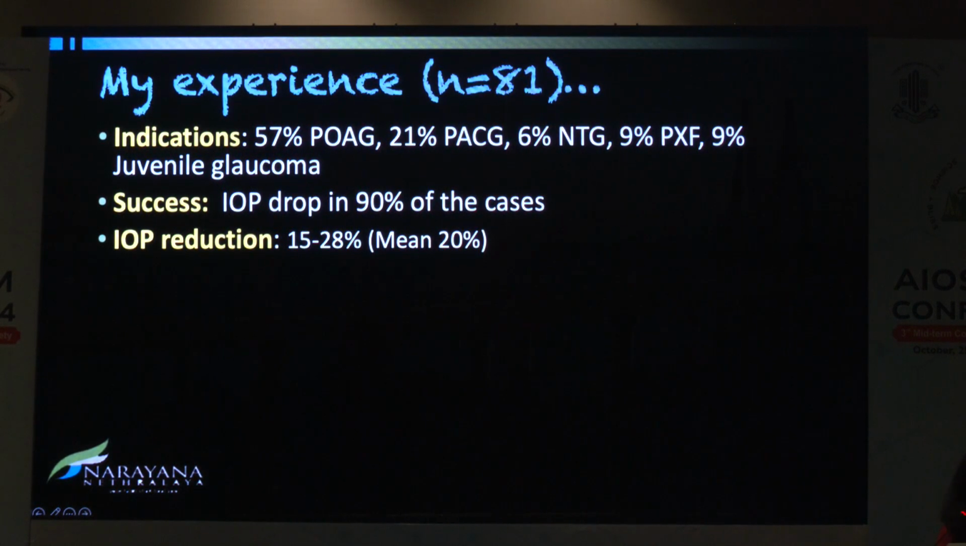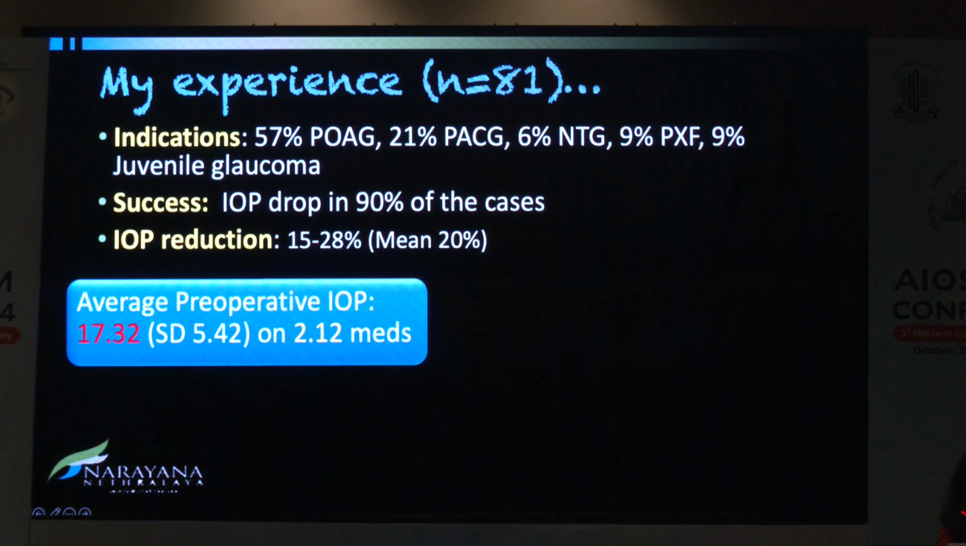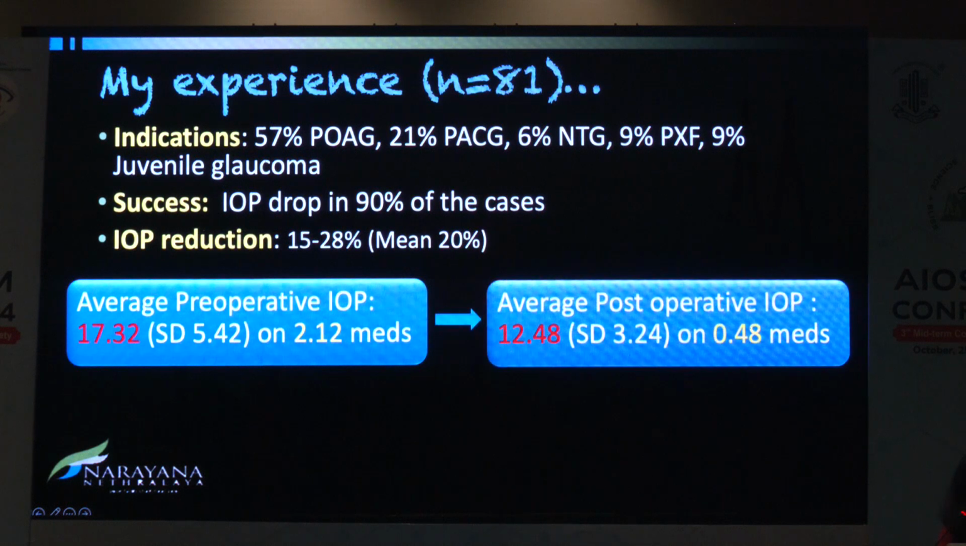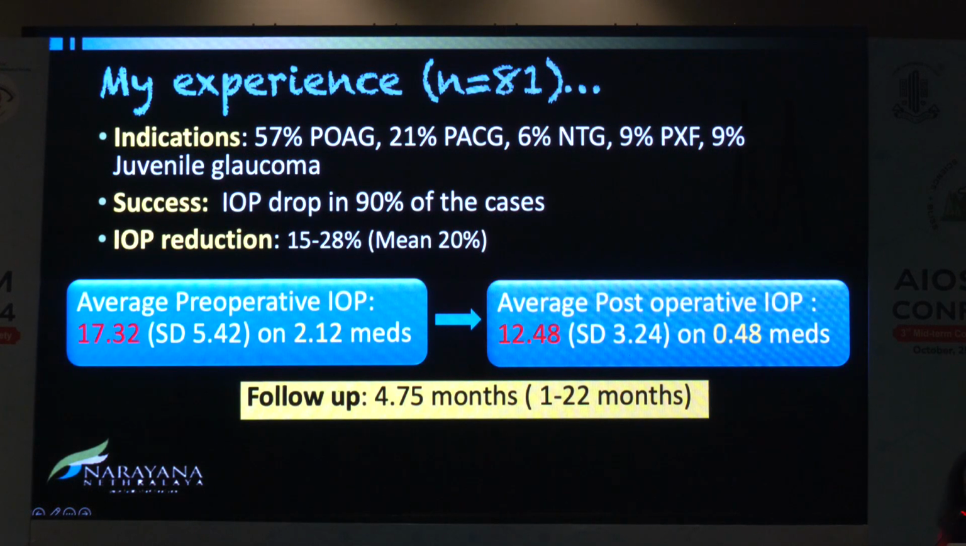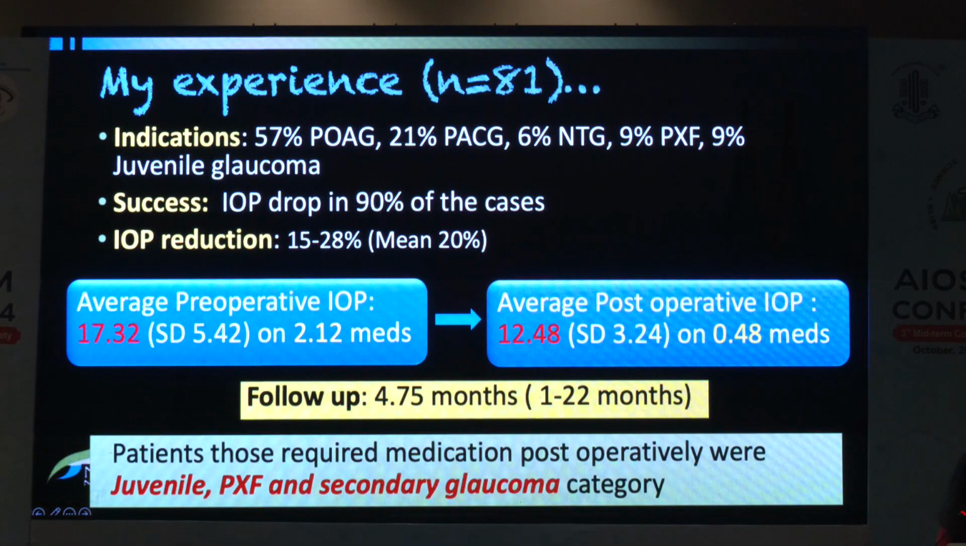In these cases, I have done these surgeries. 60% of them are open angles and the rest are different ones. The reduction that I have seen is significant, in 90% of the cases almost 15 to 28%, with average pre-operative IOP 17.32 on 2 meds and post-operative IOP 12.48 on 0.48 meds. Follow-up is almost 5 months on average and 22 months the longest. The patients that required post-operative medications were largely those where I had done surgery in pseudo-exfoliation glaucoma, secondary glaucomas or juvenile glaucomas. So that has been my experience.